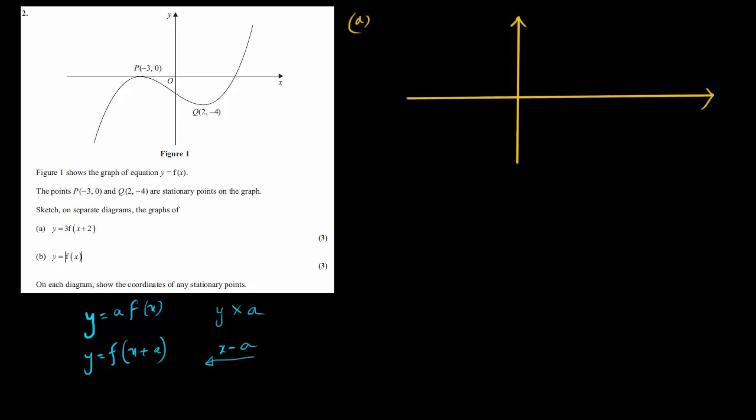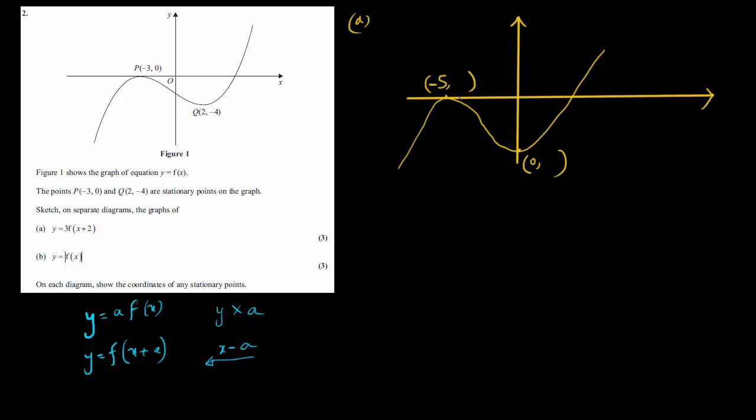So what we're going to do, we're going to shift this entire shape 2 units towards the left. That means if this is minus 3, it would be minus 5, and this is 2, this would be 0. So that means the shape would be like this. So now this is x coordinate 0 and this is x coordinate minus 5.